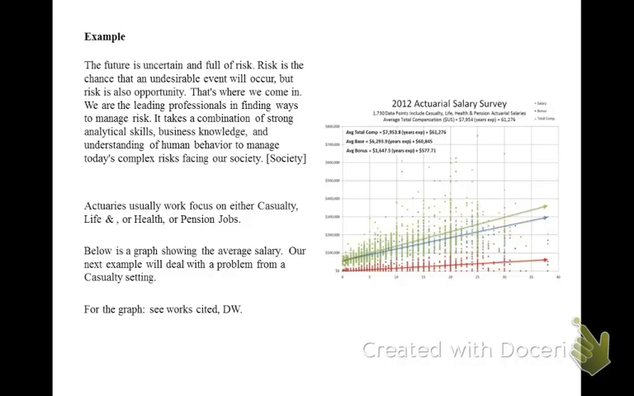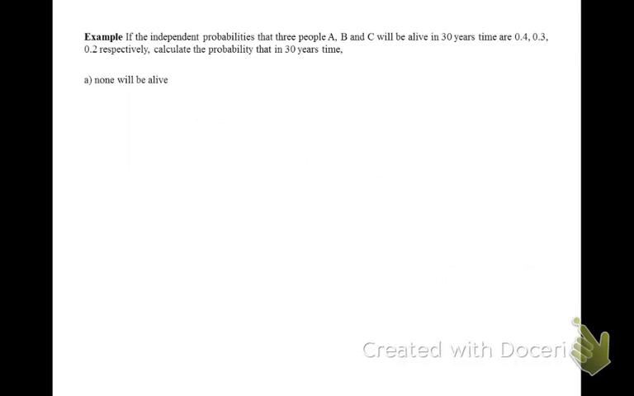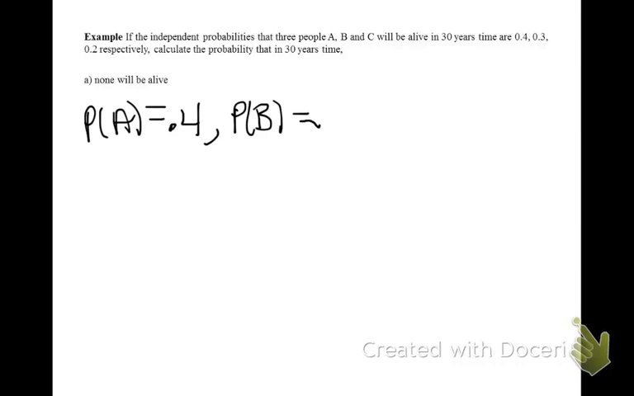This graph shows the average salary for actuaries. Our next example will deal with a problem from a casualty setting for actuarial science. If the independent probabilities that 3 people, A, B, and C, will be alive in 30 years' time are 0.4, 0.3, and 0.2 respectively, we want to find the probability that in 30 years' time, none of these 3 people will be alive. If they're not alive, that's 1 minus the probability that they are.